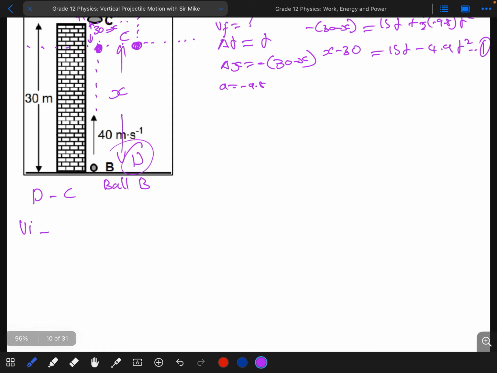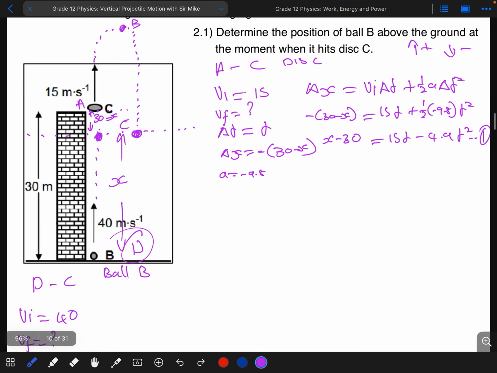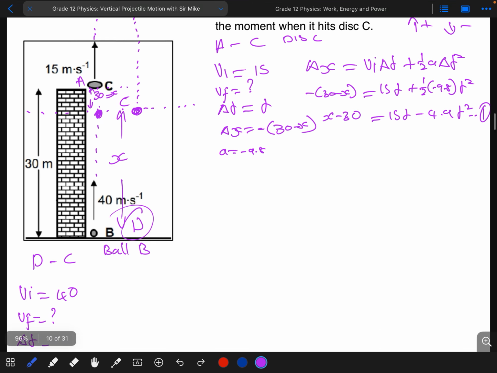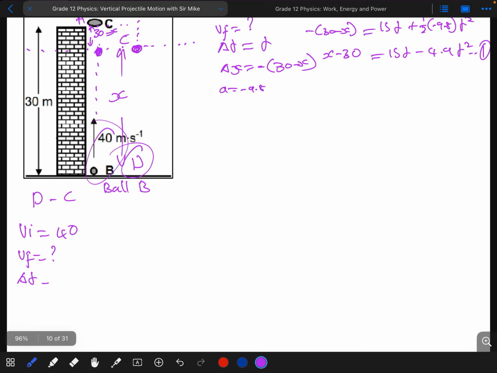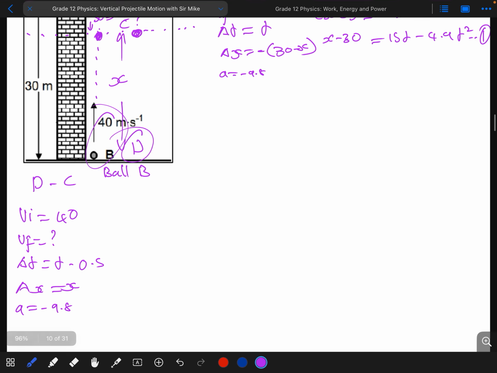Vi simply is 40, because it was projected upwards. My delta t: remember that this was projected 0.5 seconds later. So if it took object C t seconds to get to this point, it took this object t minus the lead time, so t minus 0.5 seconds. My displacement would be x, and my a would be negative 9.8.